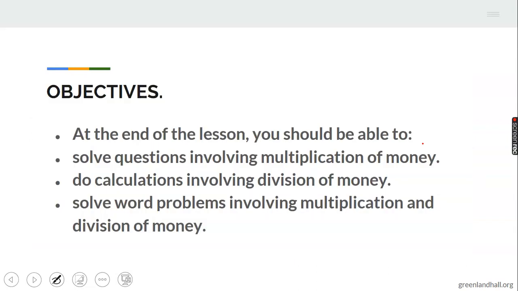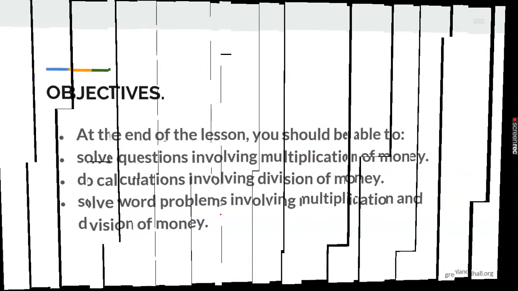Now, what are the objectives for this lesson? At the end of this lesson, you should be able to solve questions involving multiplication of money. Then you should be able to do calculations involving division of money. Then you should be able to solve word problems, that is, you are given a story that involves multiplication and division of money, and you are able to solve that question.